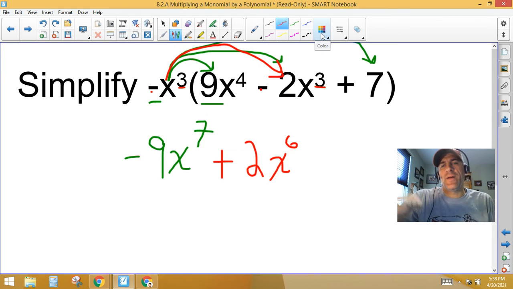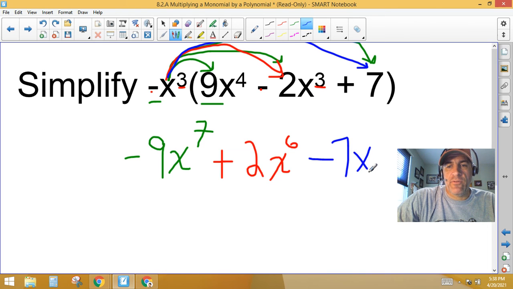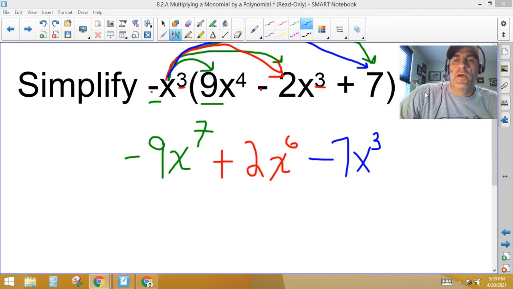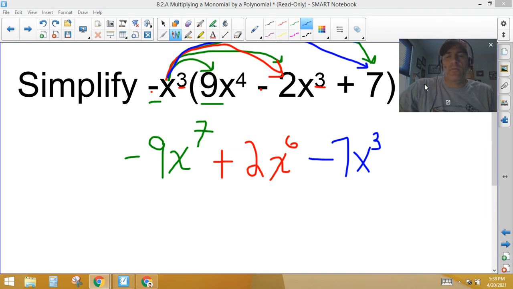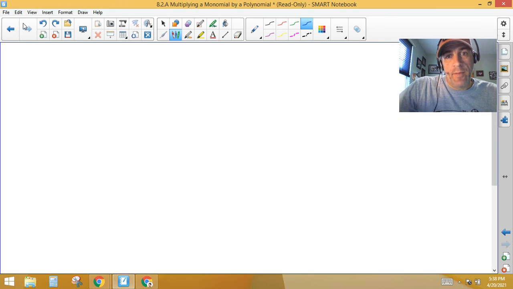And now you tell me, what's my last term going to be when I do negative x cubed times that 7? Again, negative 7x cubed. Did I say squared? I meant cubed. And now I have a very colorful standard form polynomial. Now, I'm going to do a quick little question. Classify this for me. And what is the leading coefficient? Good. And that's it. Time to get some work done.